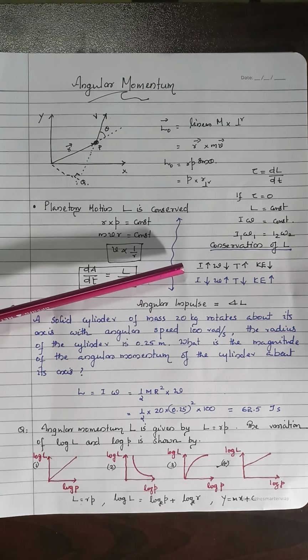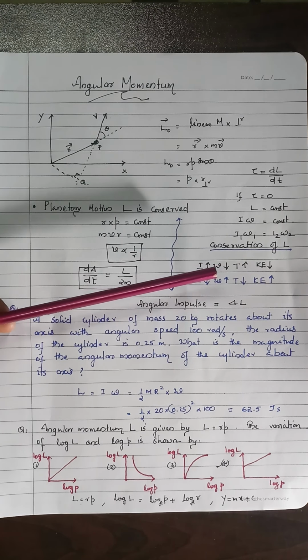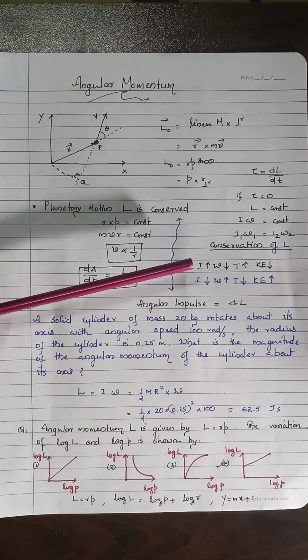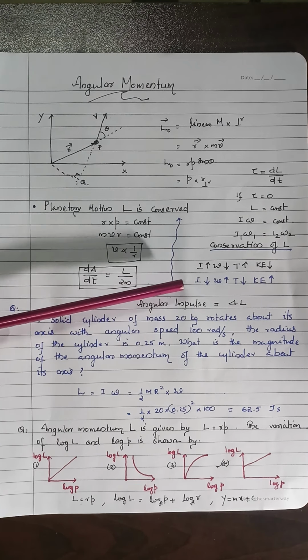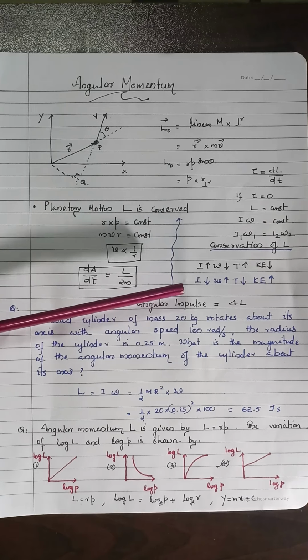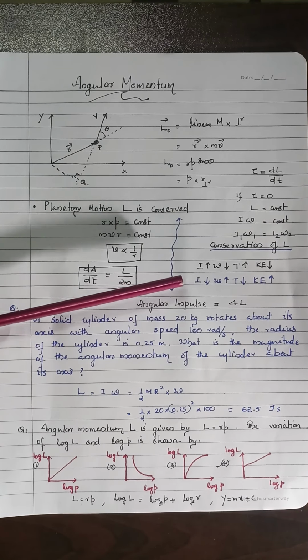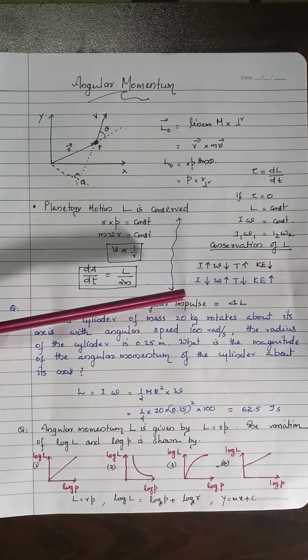And keep in mind, the time period goes on increasing, and hence the kinetic energy should decrease. But keep in mind L is a constant. Similarly, if I decreases, omega should increase, T should decrease, and kinetic energy should increase.